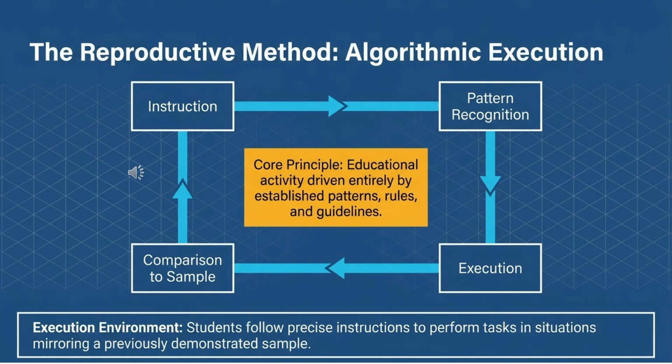Here, the reproductive method is described as algorithmic execution. The diagram shows a sequence of instruction, pattern recognition, execution, and comparison to a sample. The core principle is that educational activity is driven by established patterns, rules, and guidelines. This method has a clear pedagogical function. It is especially useful where precision, correct procedure, and reliable repetition are required. Nevertheless, because it is based on following a model, it mainly develops execution according to given standards rather than independent problem formulation.